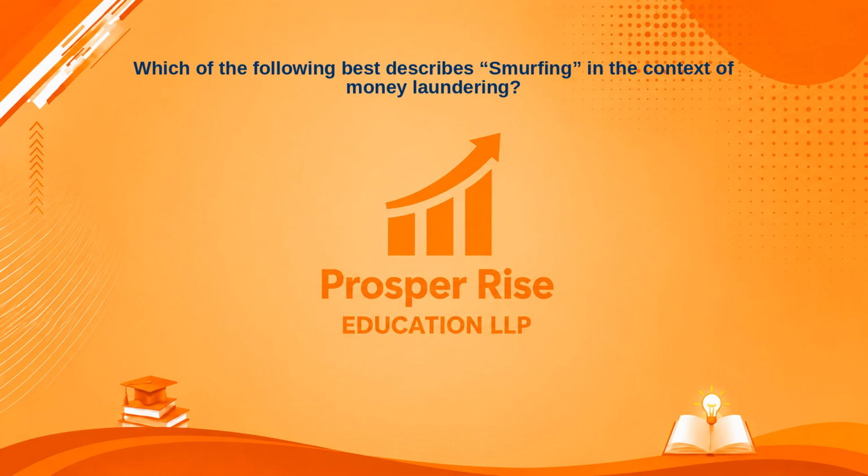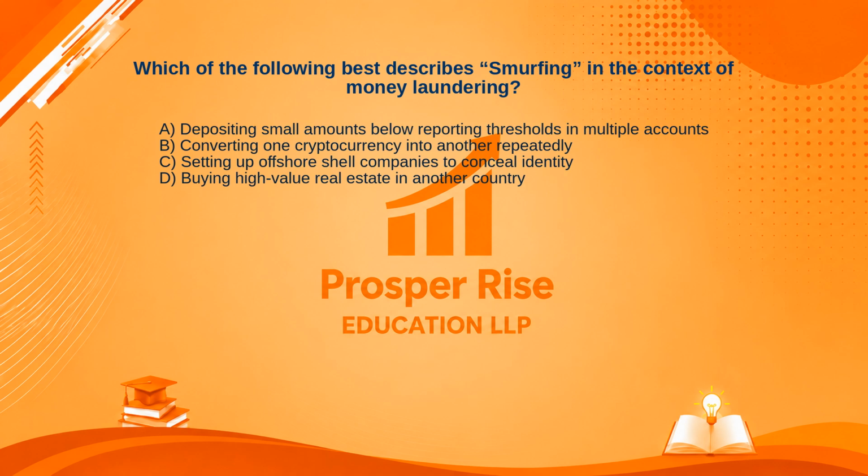Here is another practice question. Which of the following best describes smurfing in the context of money laundering? Here are your options. A. Depositing small amounts below reporting thresholds in multiple accounts. B. Converting one cryptocurrency into another repeatedly. C. Setting up offshore shell companies to conceal identity. Or D. Buying high-value real estate in another country.